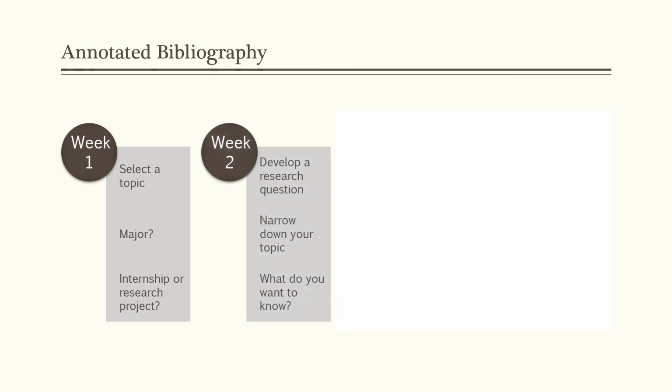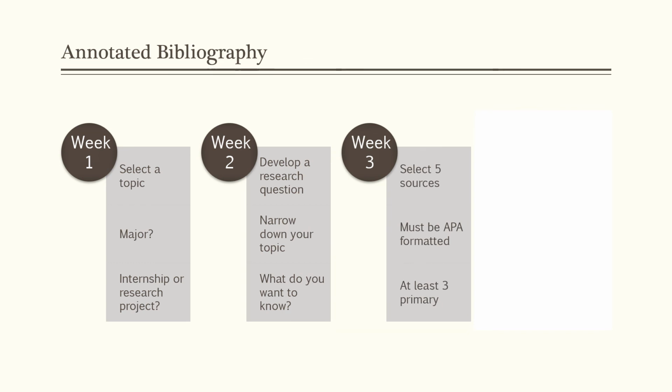During week 2, you're going to narrow that down into a research question. This is a way to narrow down your topic to answer a specific question that you want to understand. You can come up with a list of questions, and you're going to settle on one. What do you want to know more about that topic? Week 3, you're going to select 5 sources and create a bibliography. That has to be APA formatted, and at least 3 of those 5 sources need to be primary peer-reviewed journal articles.